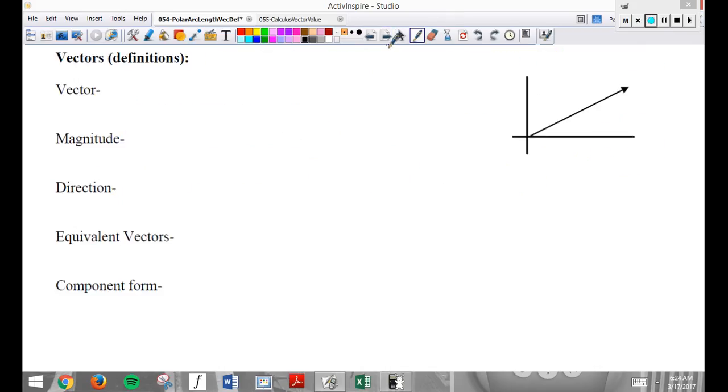And now we finish 9, and we finish all of Calculus BC with some vector definitions. So we're going to call our vector v.